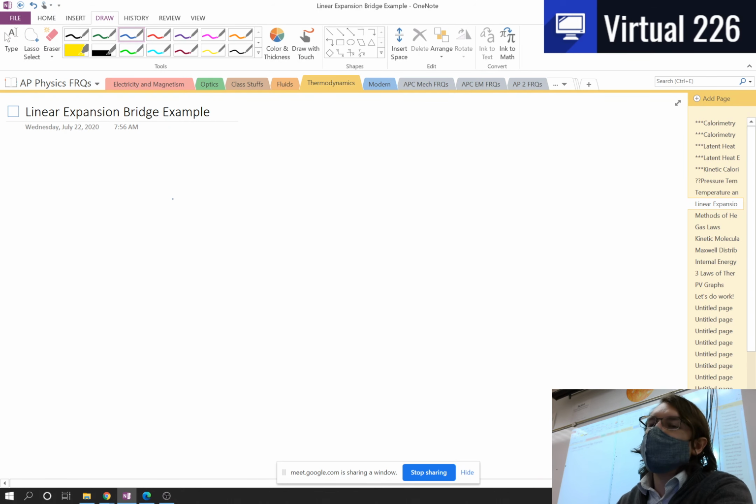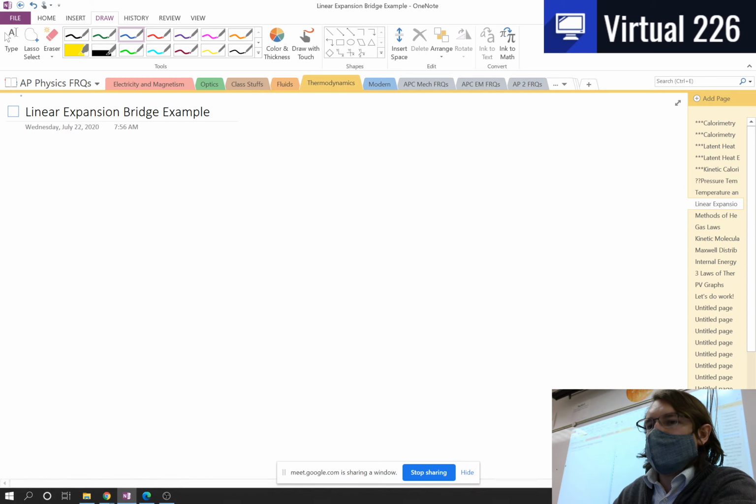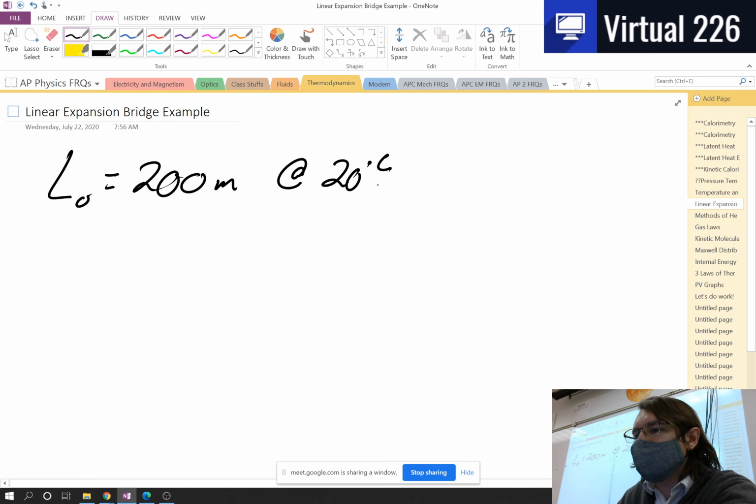Okay, we're looking at a linear expansion of a bridge. This is an example problem. Nothing's here, so let me describe what's going on. We have a bridge with an original length of 200 meters. So it's about 600 feet for those of us who are more familiar with American units, or imperial units, I should say. And this bridge has a length of 200 meters at the temperature of 20 degrees Celsius. It's very important that we know that initial temperature.